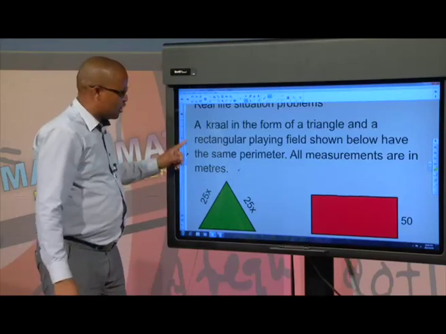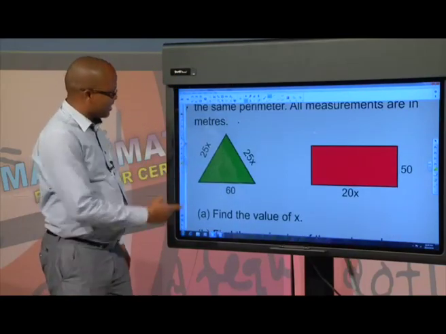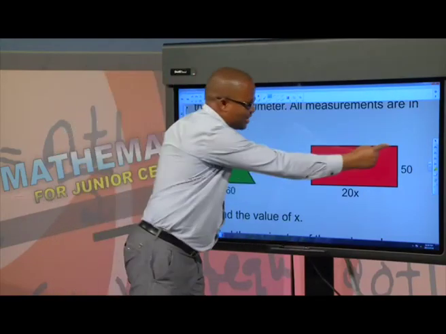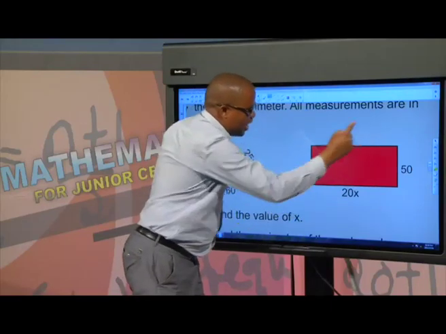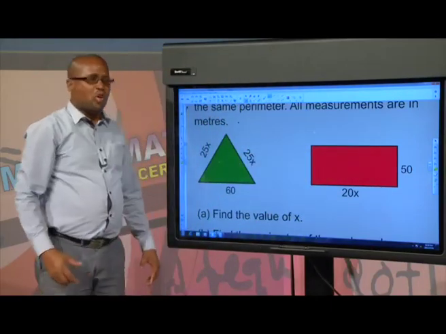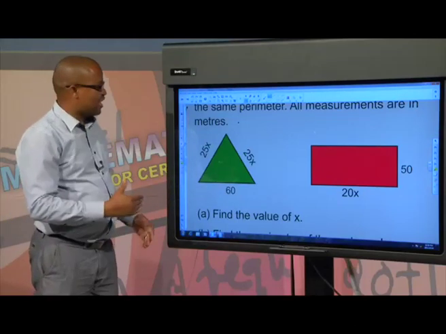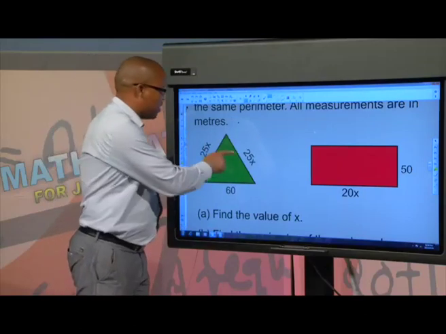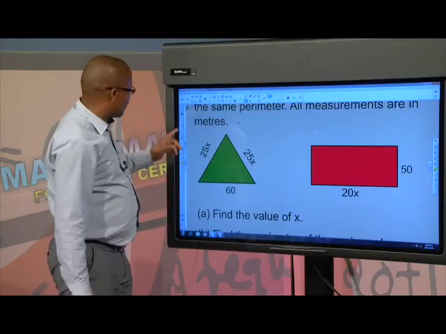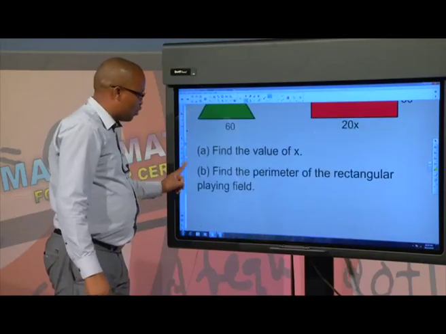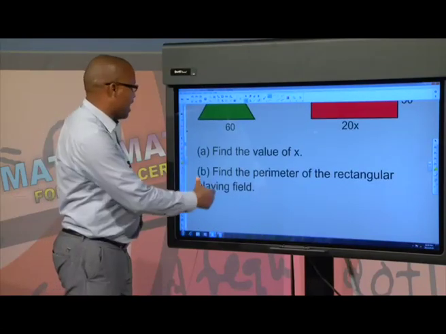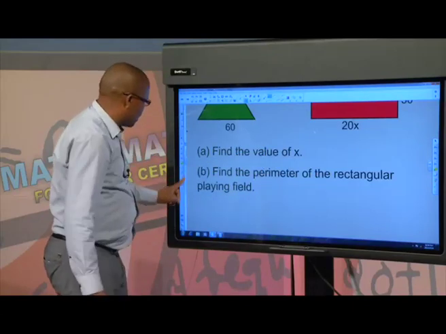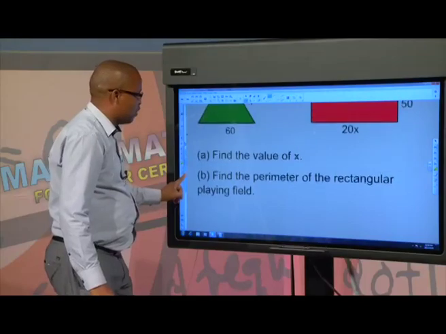So this question simply says the distance around this shape is equal to the distance around this rectangular playing field. So it means we are going to form equations and then equate the two. Then after equating the two, we will solve for the variable x. So let us rather form those equations. It says find the value of x, find the perimeter of this. So the first question says we are to find the value of x.